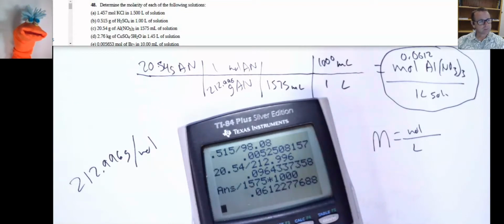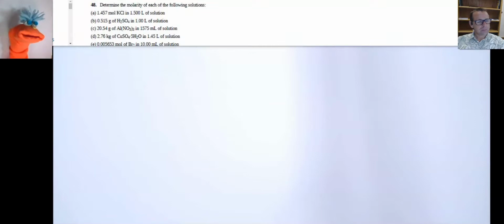Okay, so on to letter D, right? Yes, 2.76 kilograms of copper sulfate pentahydrate. Is that what that is? Yeah, copper sulfate pentahydrate in 1.45 liters of solution, right? So I will need the molar mass of copper sulfate pentahydrate.